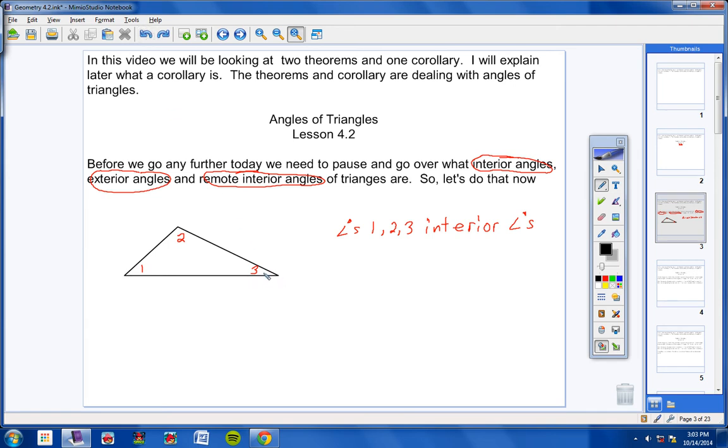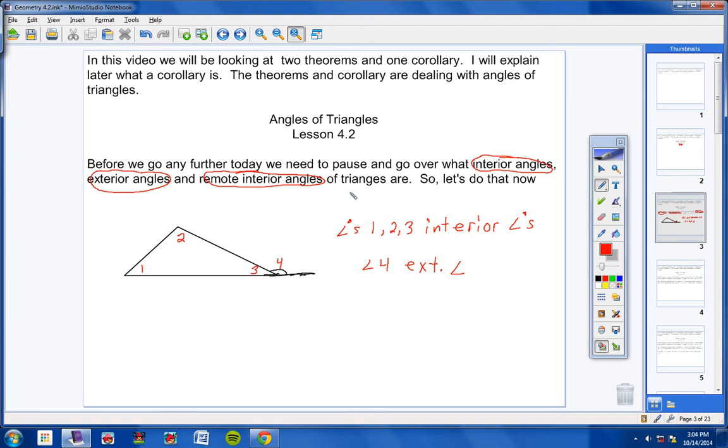So in your notes, please go ahead and extend this side here and put a little mark here, and then we're going to call this angle 4. So off to the side, put angle 4 is an exterior angle. Everybody good with that? Now let's move on.